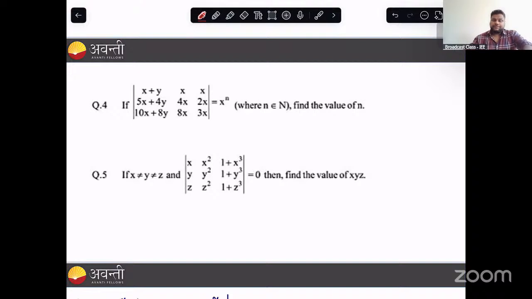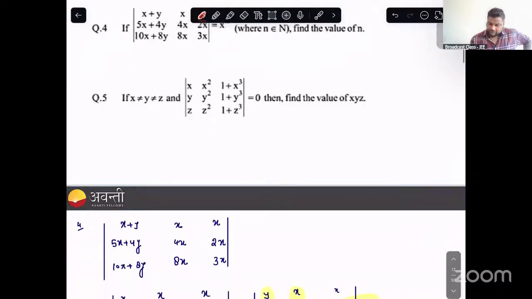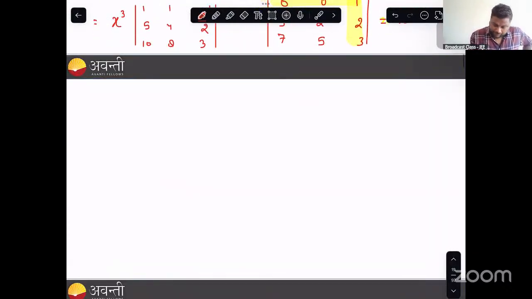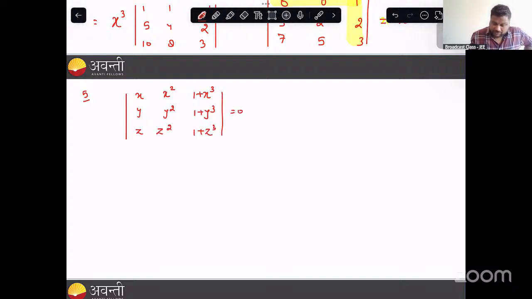All right. Now, see, this question is: determinant of x, x square, 1 plus x cube; y, y square, 1 plus y cube; z, z square, 1 plus z cube is 0.